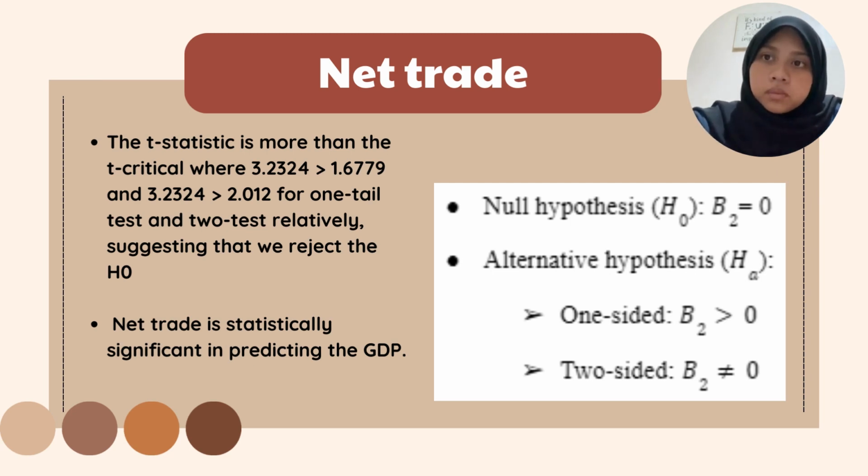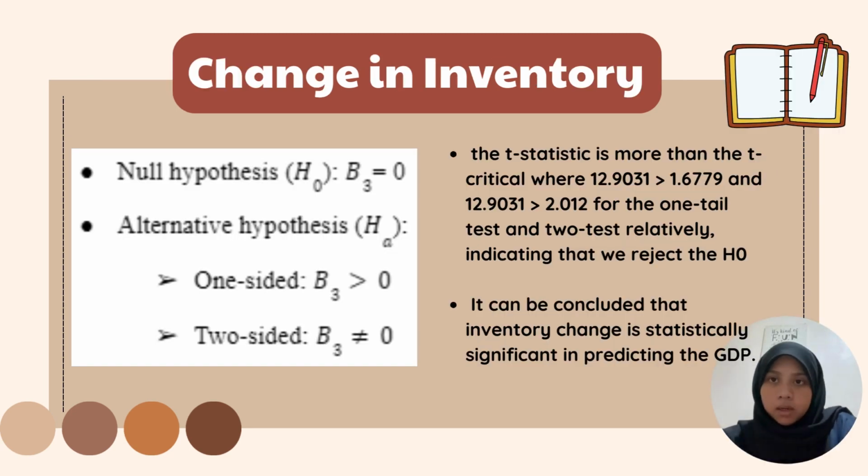Lastly, for the third independent variable, which is change in inventory, to test whether this variable is statistically significant or not, we start by computing the t statistic of change in inventory by dividing B3 by the standard error of change in inventory. Thus, we will get the t statistic of change in inventory equal to 12.9031.